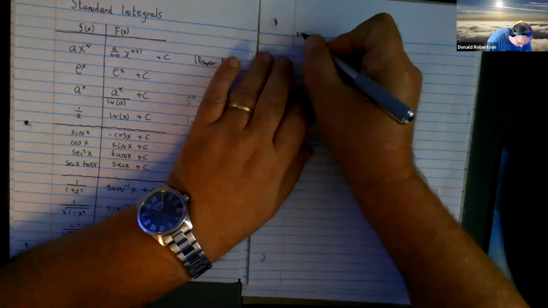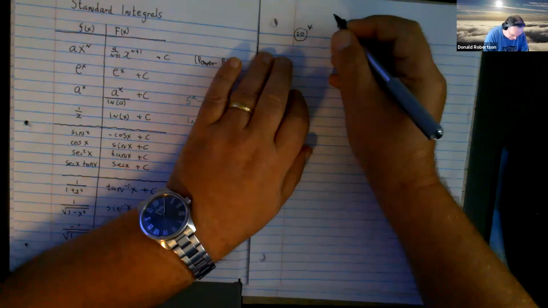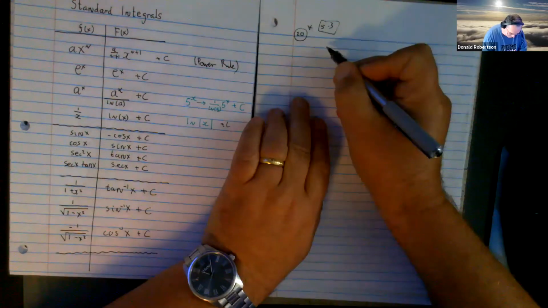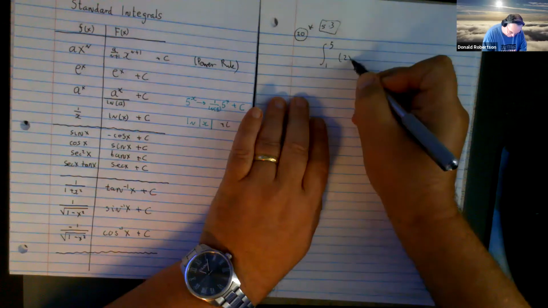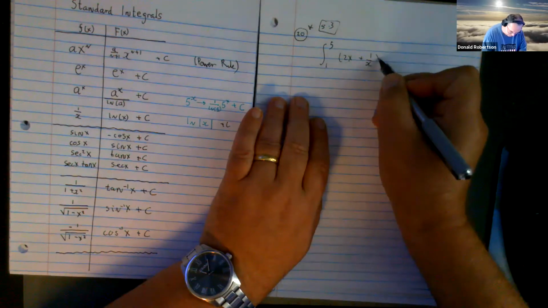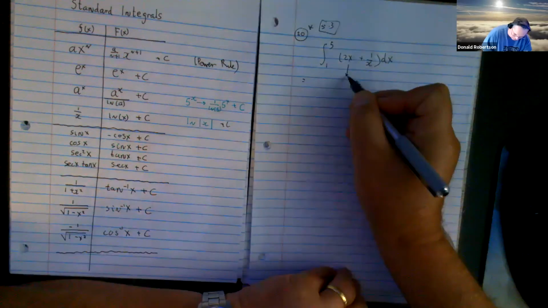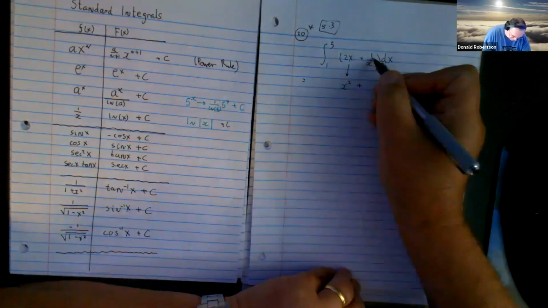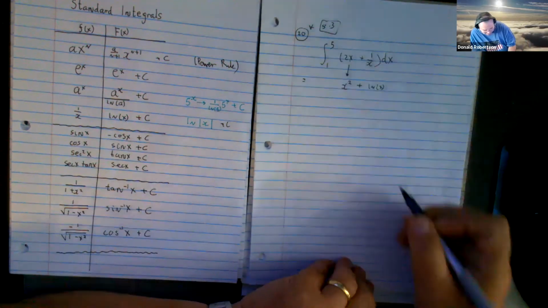This one is like question 20, and I believe we're still in 5.3. So the integral from 1 to 5 of 2x plus 1 over x. Now, antiderivative of this guy, add 1 to the power, divide by the new power. Antiderivative of 1 over x is the natural log of x. So that's the antiderivative thing.